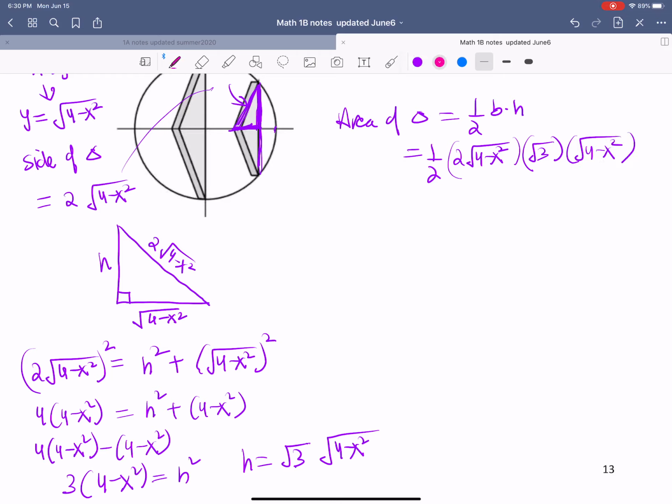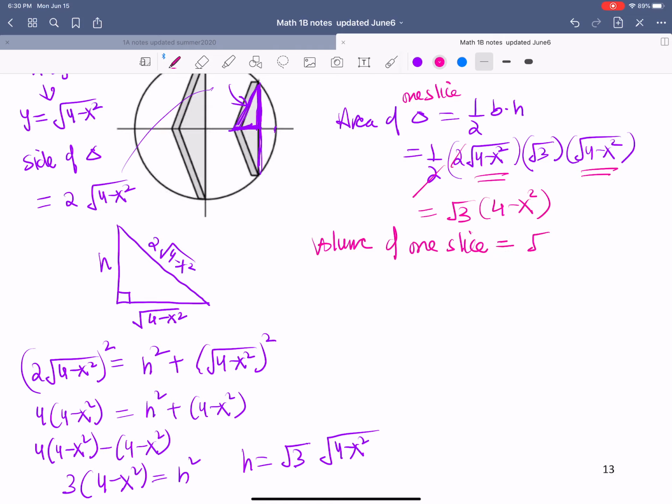Let's see, what can I cancel over here? The 2 and 2 can be gone. I'm still left with square root of 3, but these two square roots, when they multiply, leave me with 4 minus x squared. So that is my area of one slice. What's going to be the volume of one slice? The volume of one cross section is going to be the area times delta x, because the cross sections are perpendicular to the x-axis.